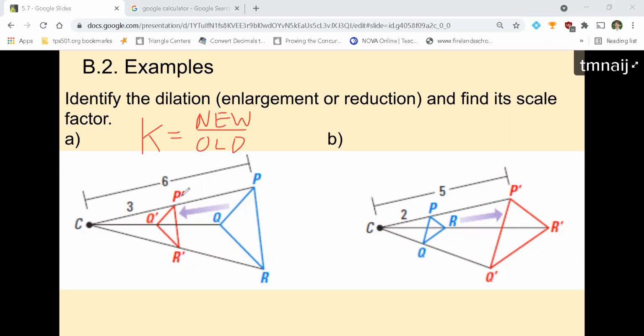For A, the new image is this one in red. I know that it's the new image because it has the apostrophes. Also, they were kind enough to draw this little arrow. That arrow will almost never be there. The new length from my center of dilation C to my new triangle is 3. The old length back to the blue triangle is 6. So then my scale factor is 3 divided by 6, or 1/2.